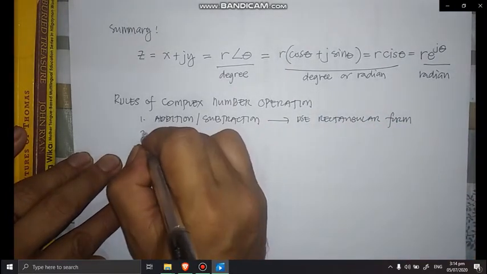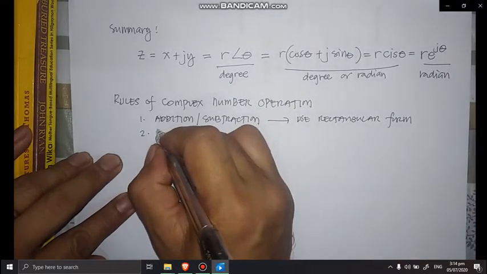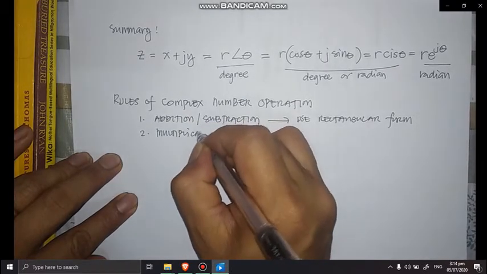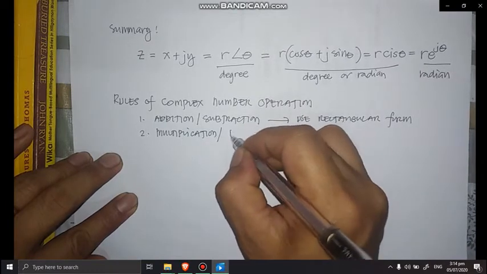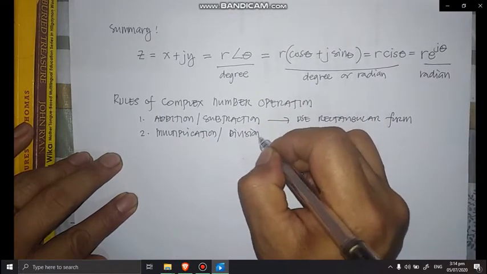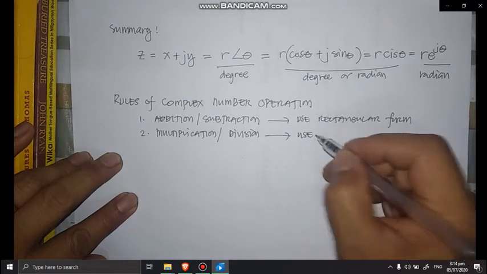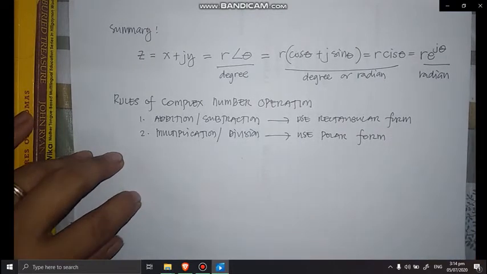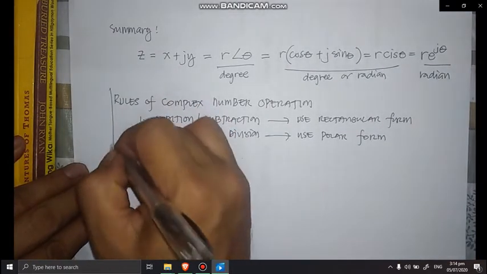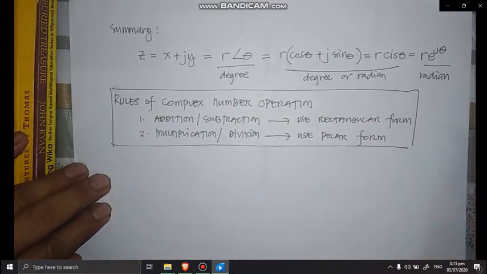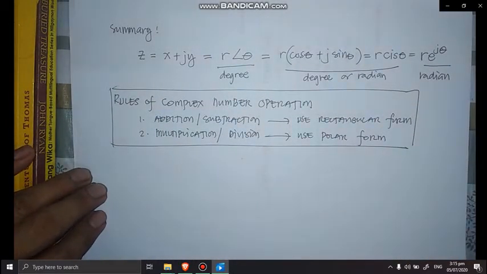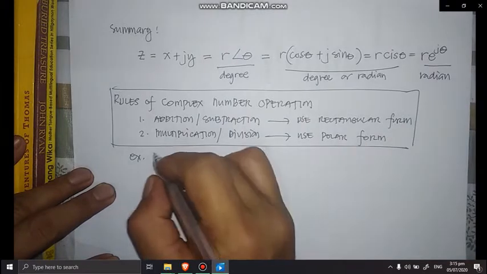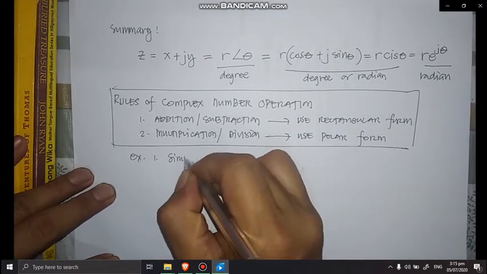For multiplying, for product and quotient of the complex number, we use the polar form of the complex number. These are the rules of the complex number. Okay, let's have an example for this. For example number 1, let's simplify.